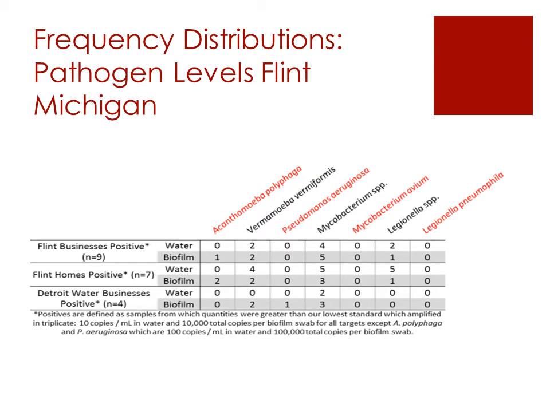Here we see data from an ongoing study in Flint, Michigan, in this case focusing on pathogen levels in the water. Looking at this data, we can see that the pathogen associated with Legionnaire's disease is occurring at a higher level than in the Flint homes and in the Detroit water businesses or in the Flint businesses. So this is an important area to pay attention to.